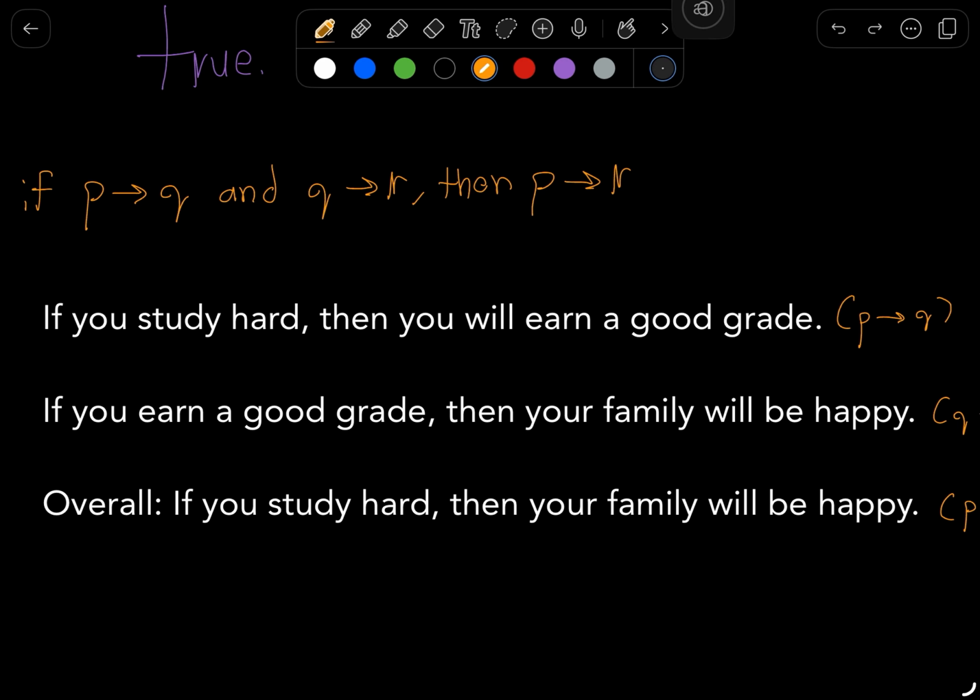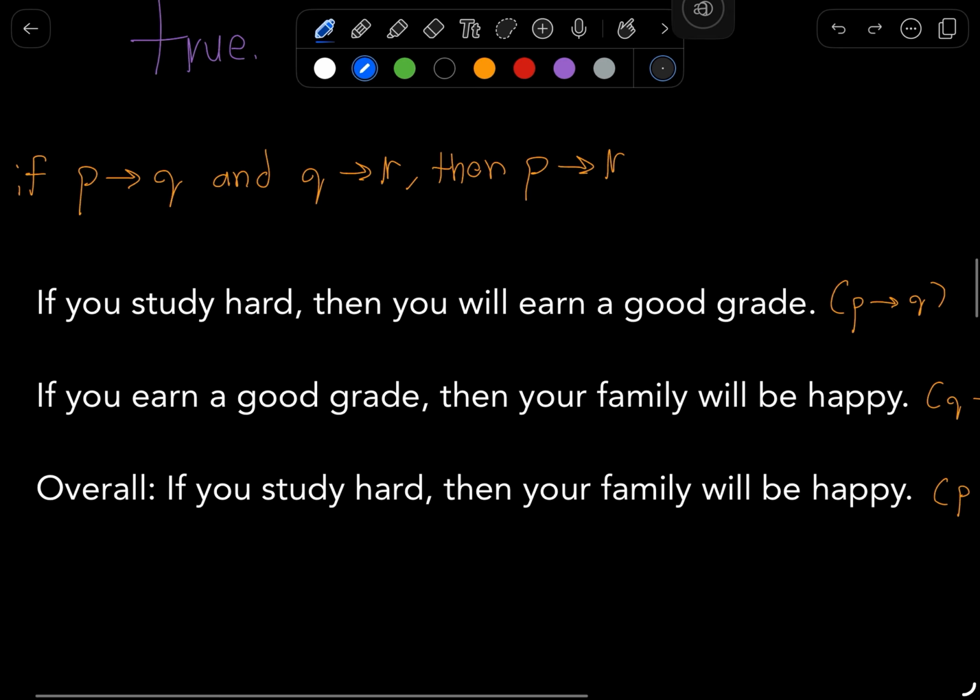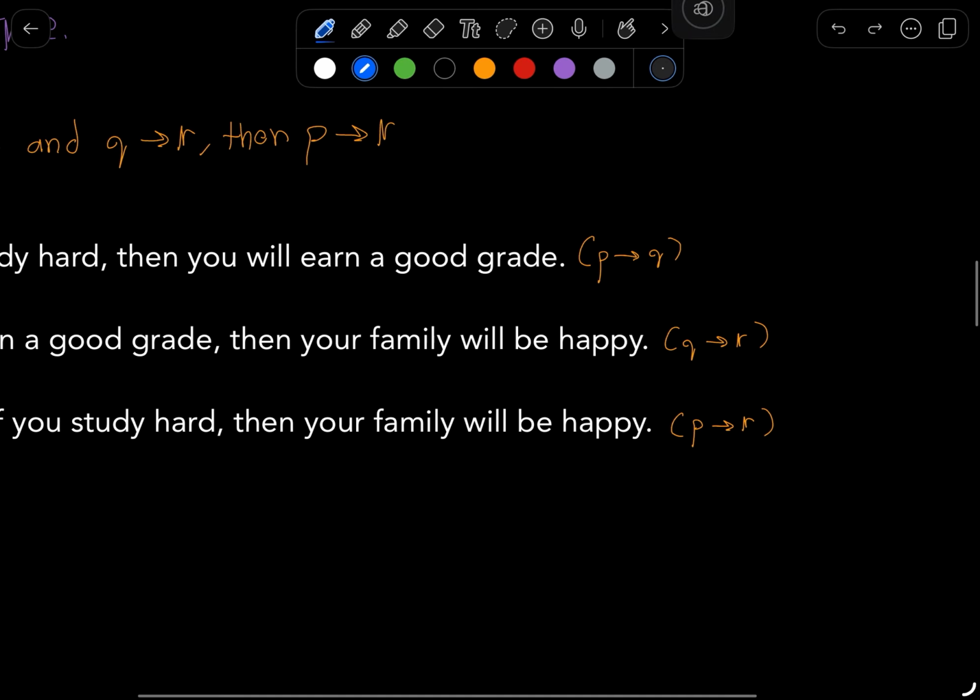here, I'll give you an example. If you have if-then statements here, you essentially have, if you study hard, then you'll earn a good grade. So that acts as our P to Q. The second thing given is that if you earn a good grade, then your family will be happy. So that functions as a Q to R.